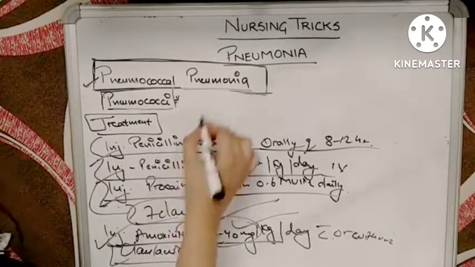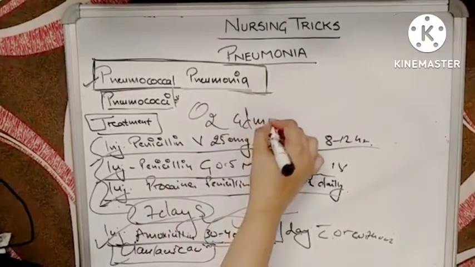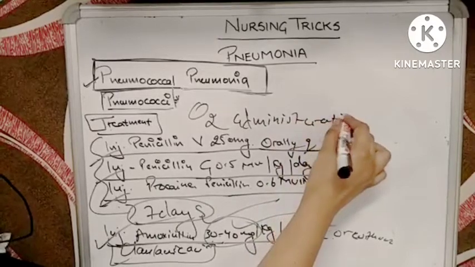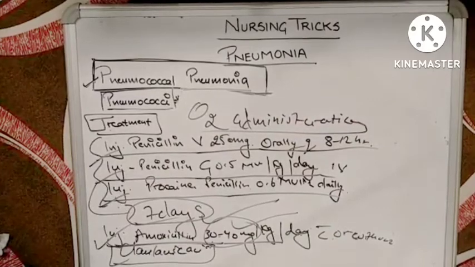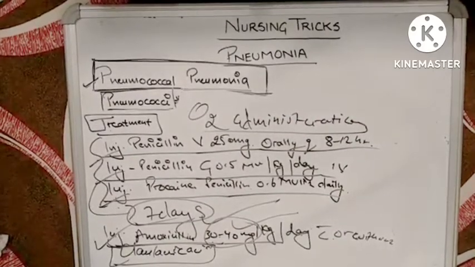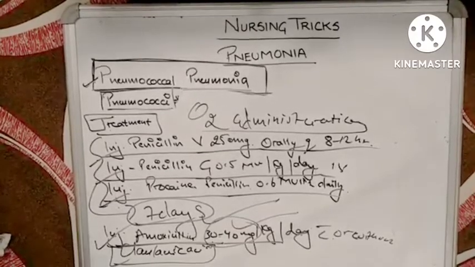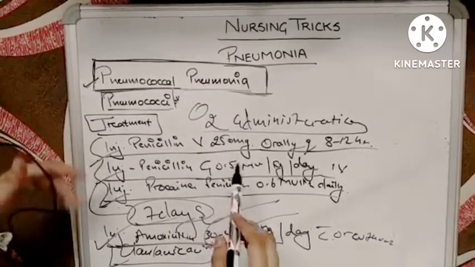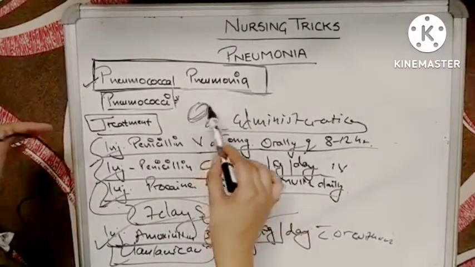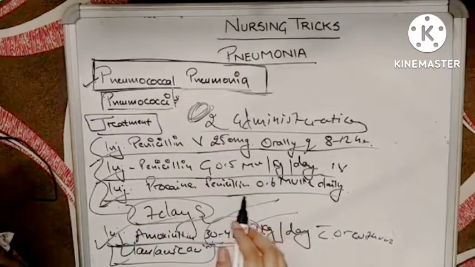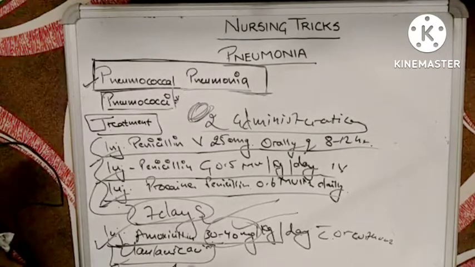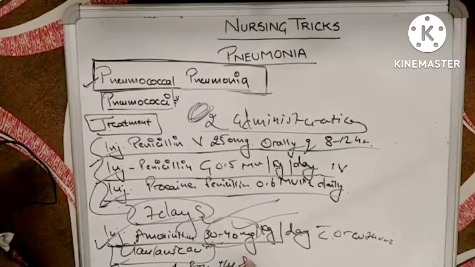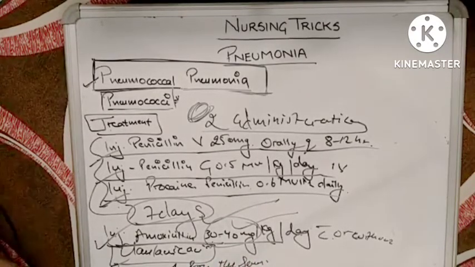And also very important is oxygen administration. Oxygen administration is very important in cases of respiratory distress. We know the signs of respiratory distress: grunting, retraction, and nasal flaring. If signs of respiratory distress are present, we have to administer oxygen as well, and we have to give paracetamol for the fever.